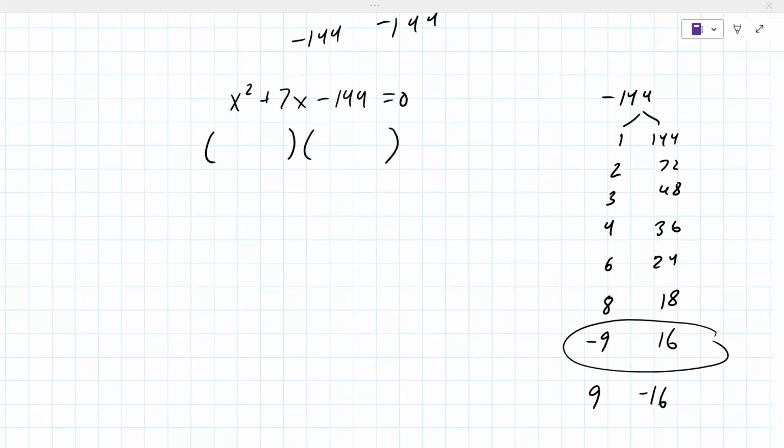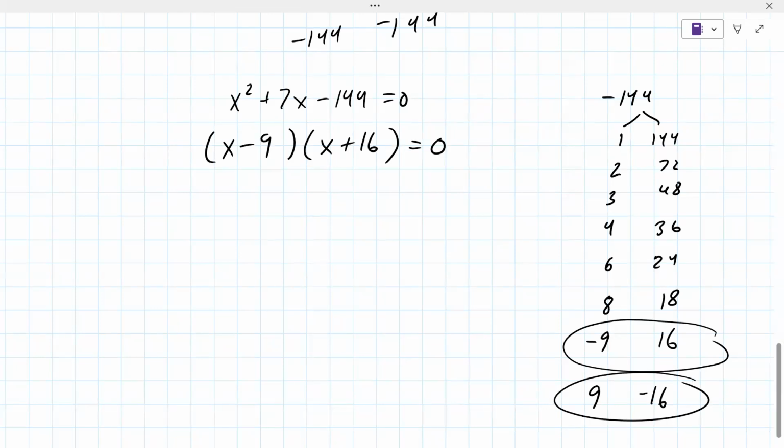Do either of these work? Which of these works, I guess, is the question. Which of these adds to 7? Negative 9 and 16. Right, so it becomes x minus 9, x plus 16 equals 0, like that.